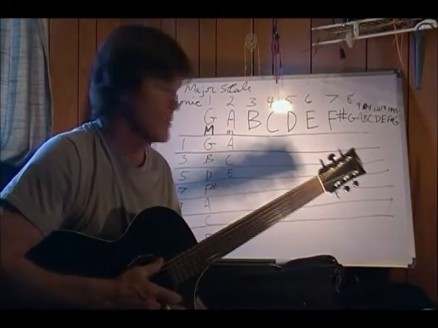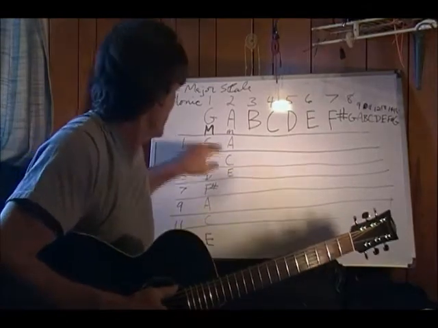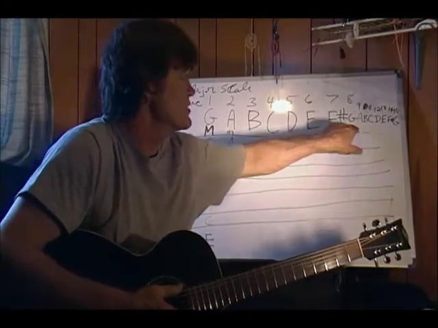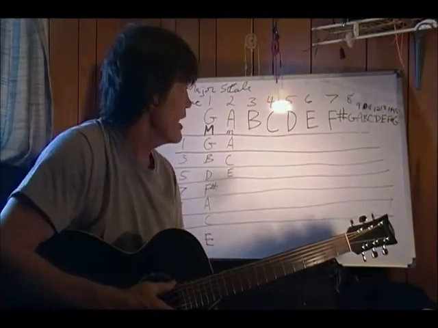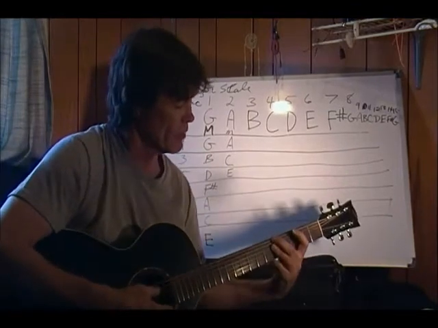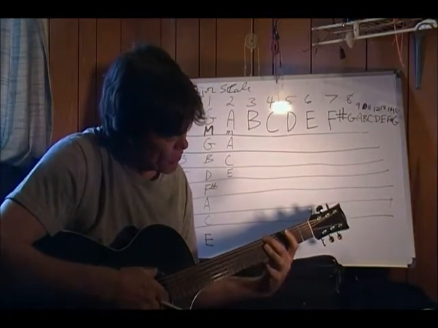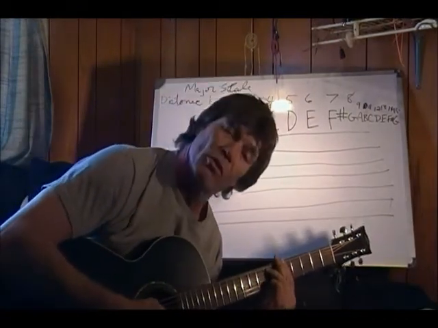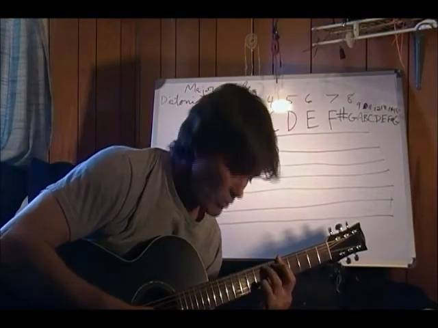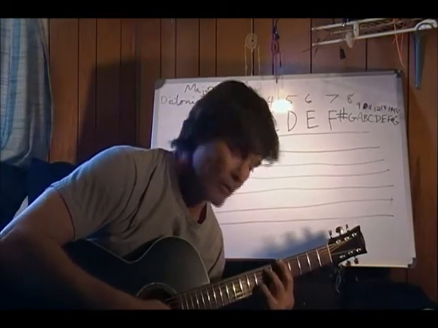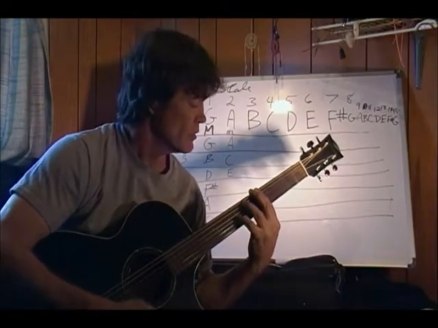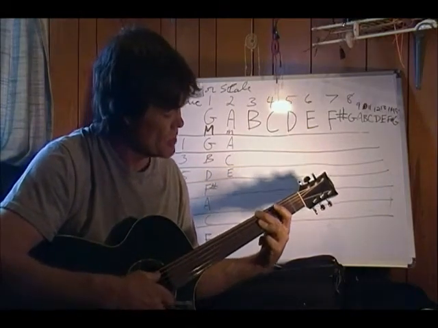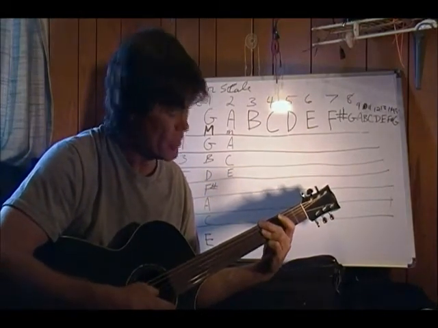Let's make an A minor 7. How do we find the 7th? We start at A. We start counting: 1, 2, 3, 4, 5, 6, 7. A minor 7 is going to have a G in it. There it is. There's another one. Well, you could play this, but where's the G? It's right there.